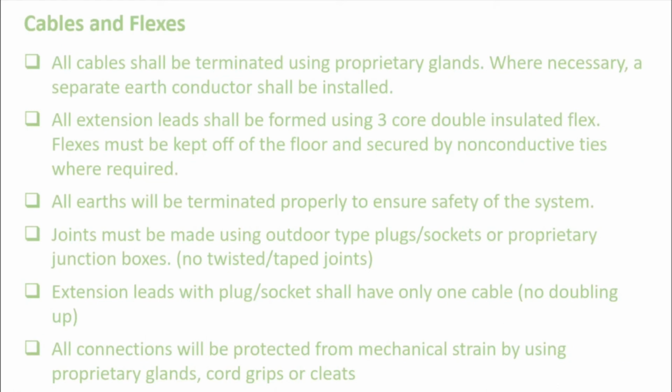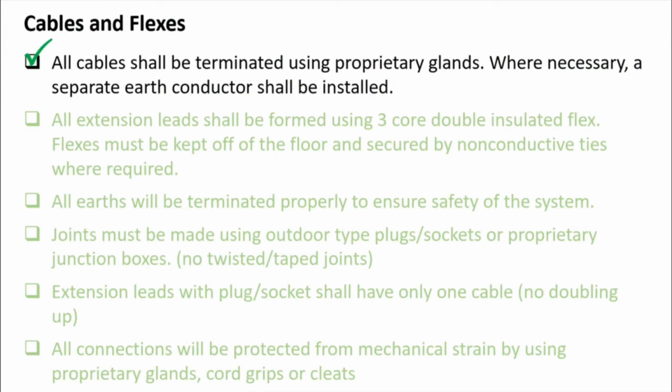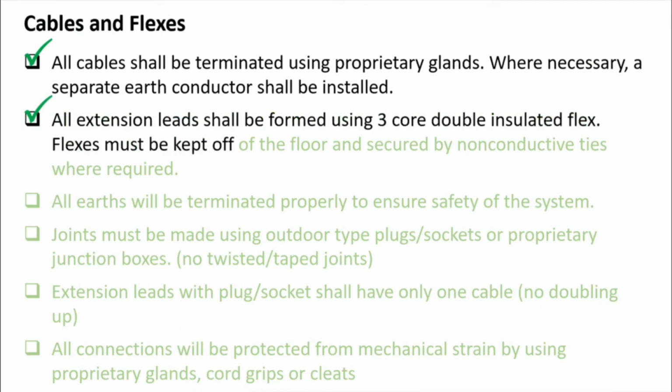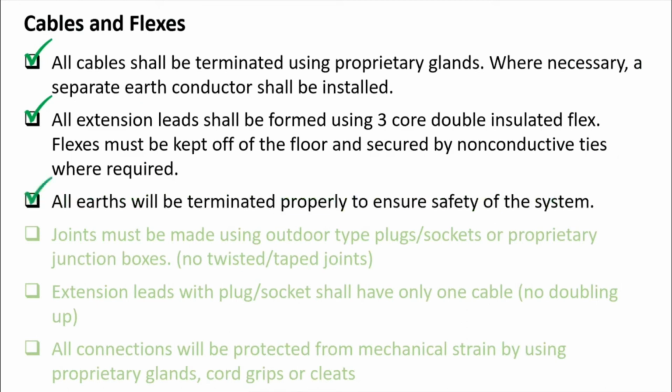Cables and flexes. All cables shall be terminated using proprietary glands. Where necessary, a separate earth conductor shall be installed. All extension leads shall be formed using 3-core double insulated flex. Flexes must be kept off the floor and secured by non-conductive ties where required, or cable ties. All earths will be terminated properly to ensure safety of the system. Sometimes we need to test all the earthing connections.